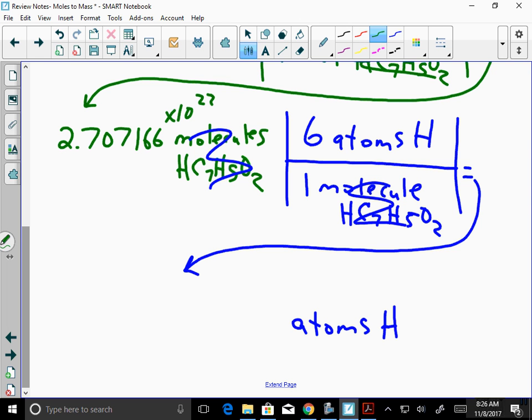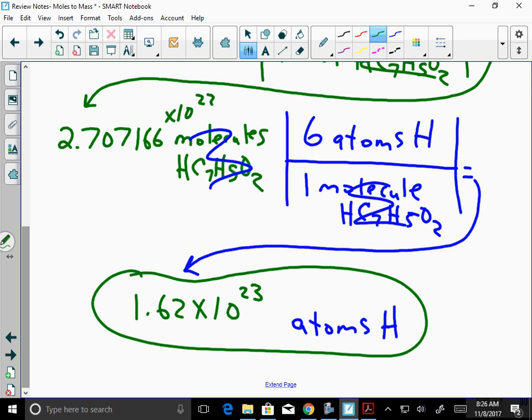And how many sig figs do I need? 3 sig figs. So I get a value of 1.62 times 10 to the 23rd atoms of hydrogen.